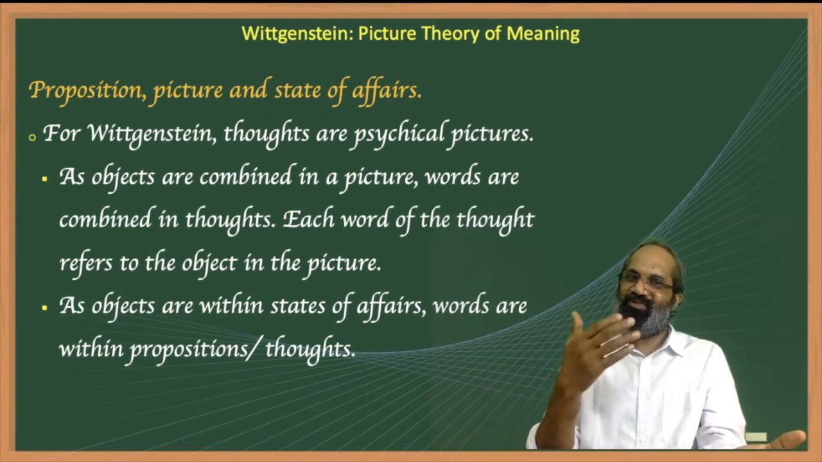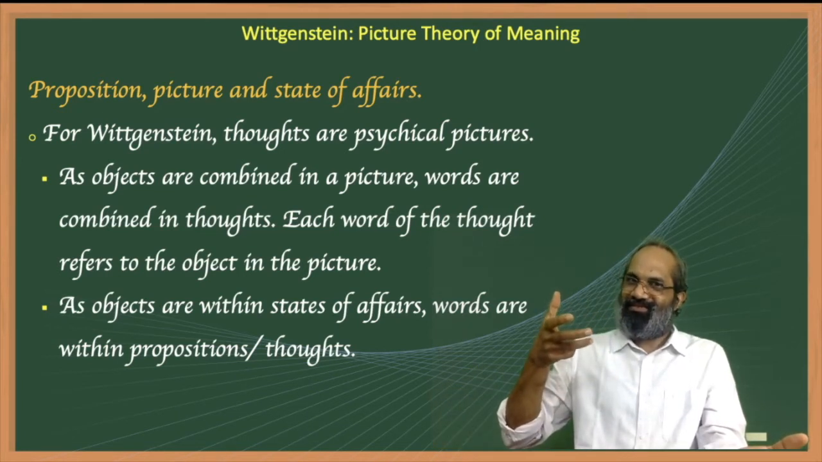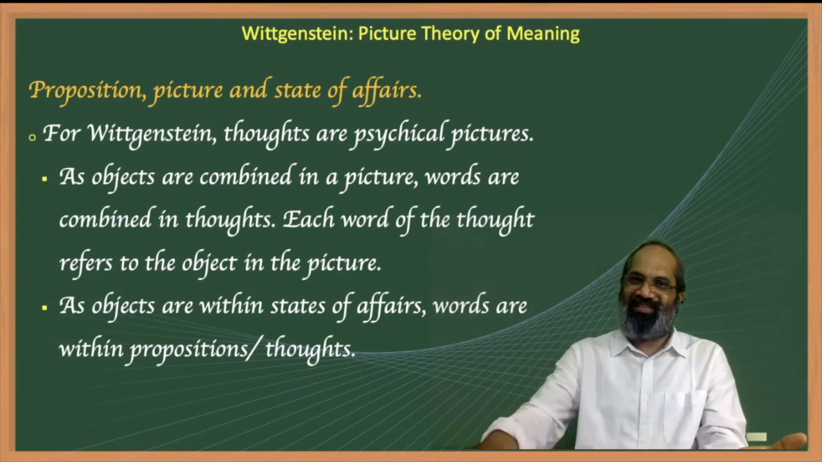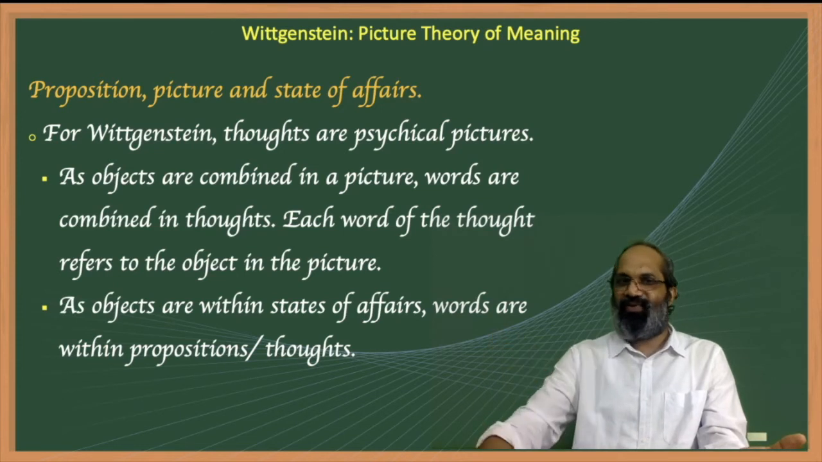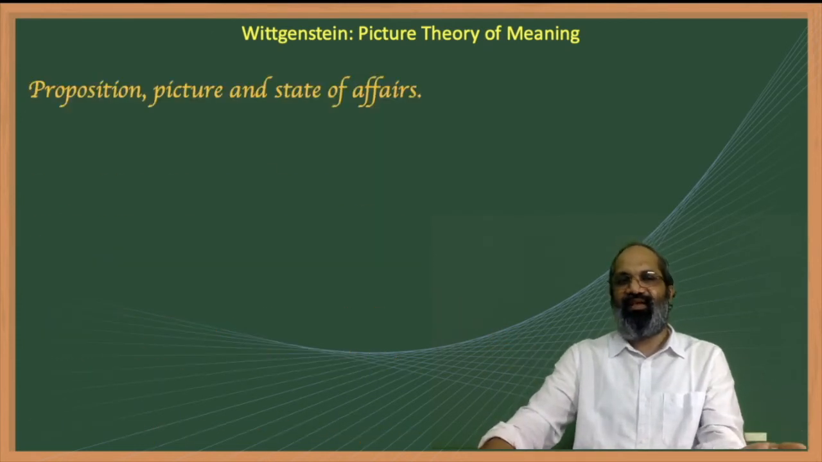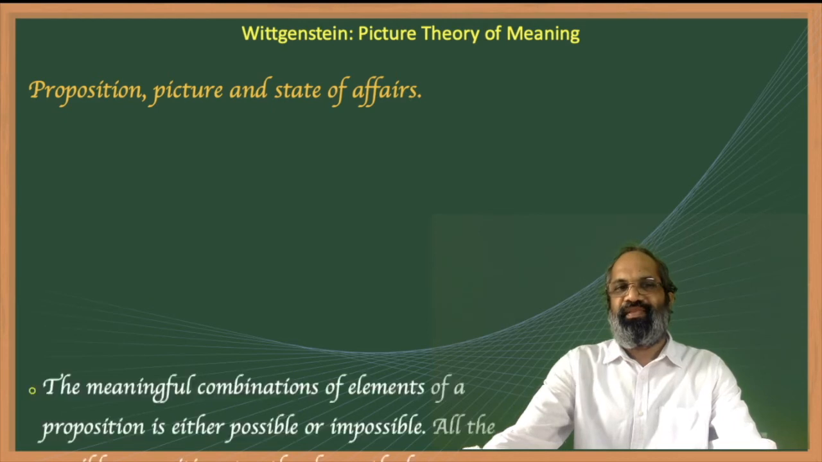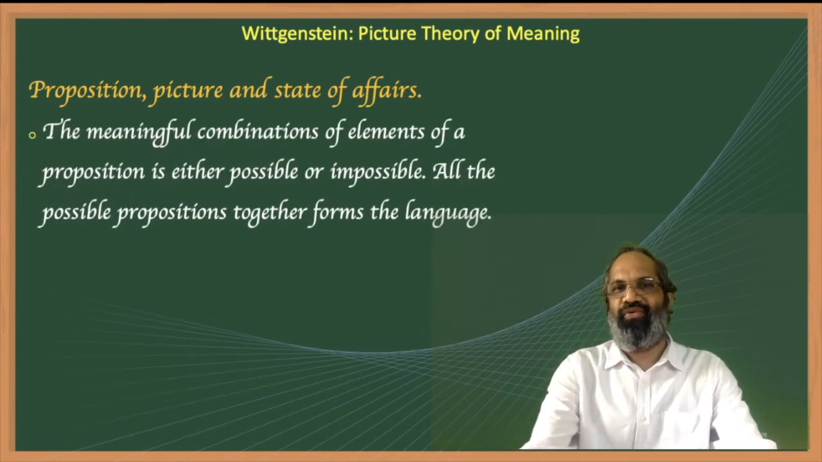So this is the correspondence between the language in which we represent reality using propositions and reality itself, the relation between language and reality. Then reality can be pictured or reflected in language. Now Wittgenstein says that the meaningful combination of elements of a proposition is either possible or impossible. All the possible propositions together form the language. Now you have to be clear about that.